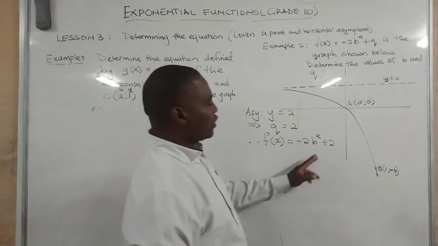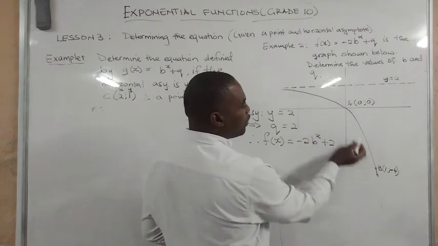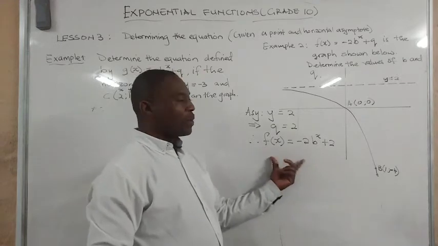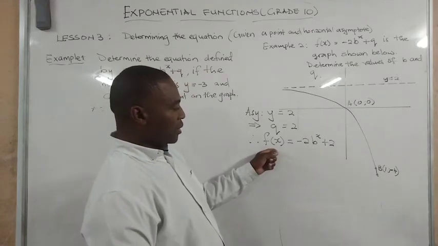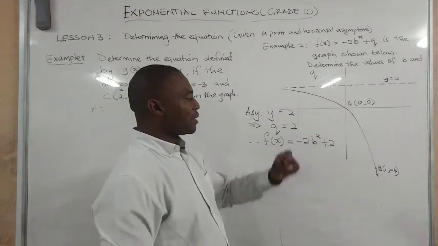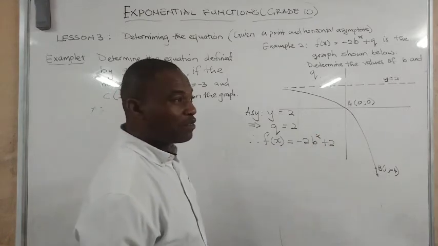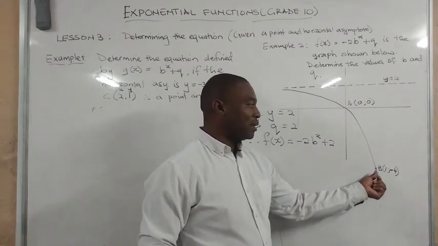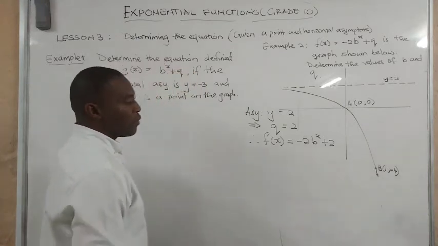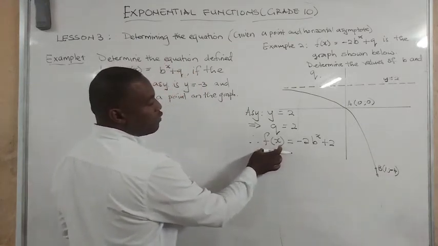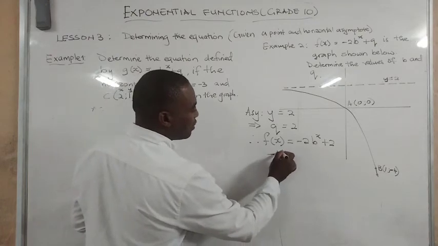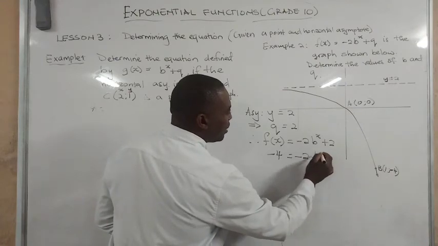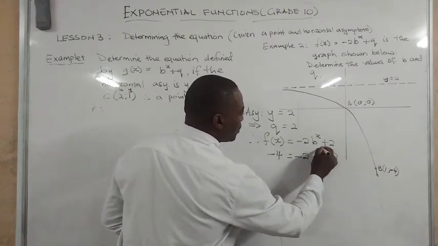Now what is left is to find b. We have 2 points, but this point A will not work for us here because if we put f of x 0 and put x 0, b to the power 0 will simply give us 1, so we will not have a b to solve for. So the ideal point to use is B, which is (1,-4). So let's substitute that. F of x is -4 is equal to -2 by b to the power 1 plus 2.